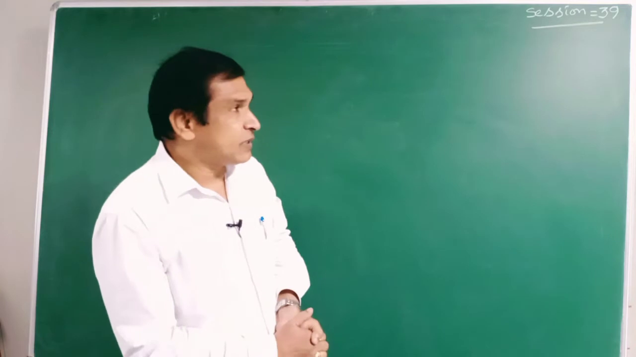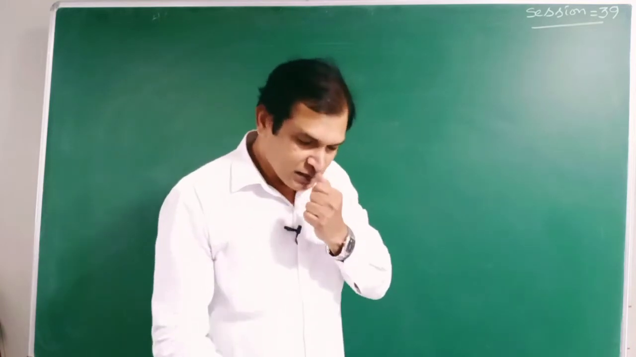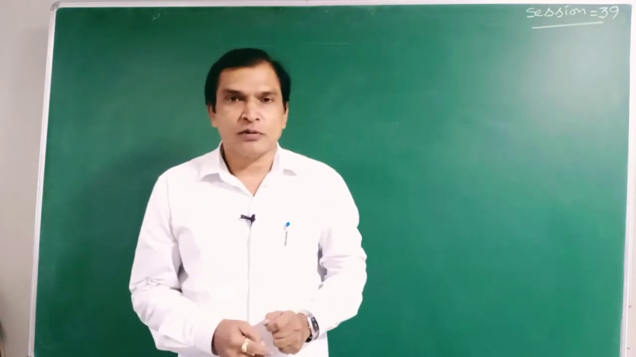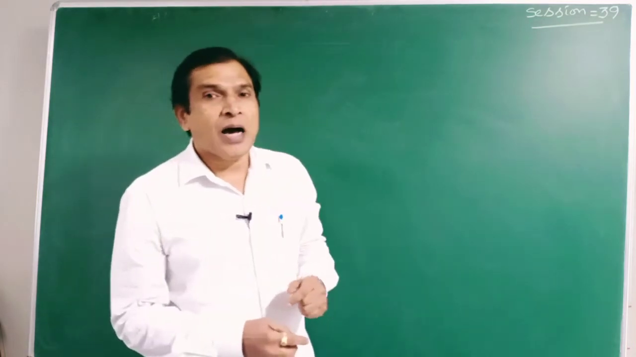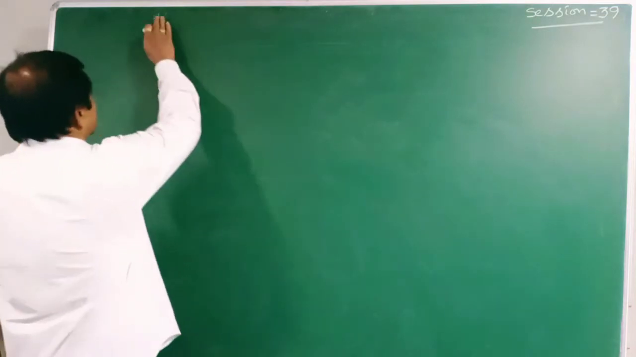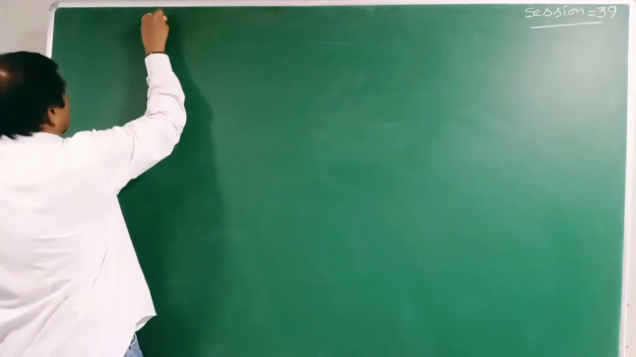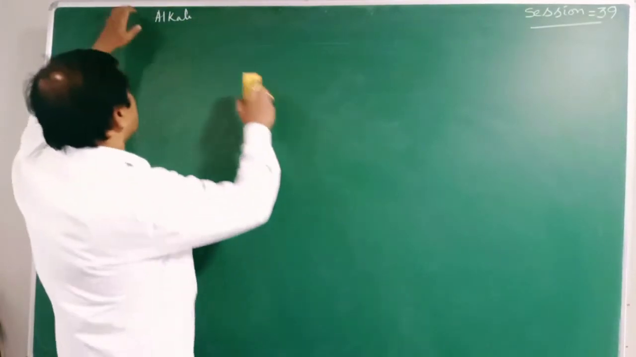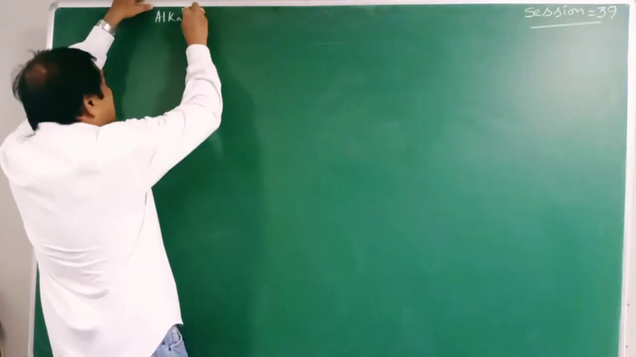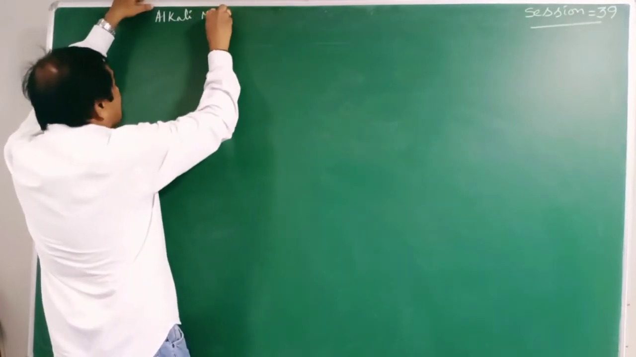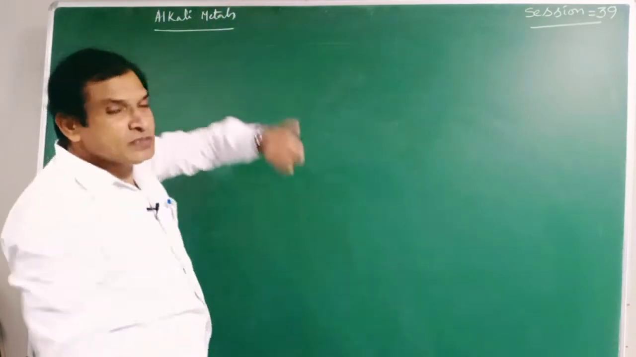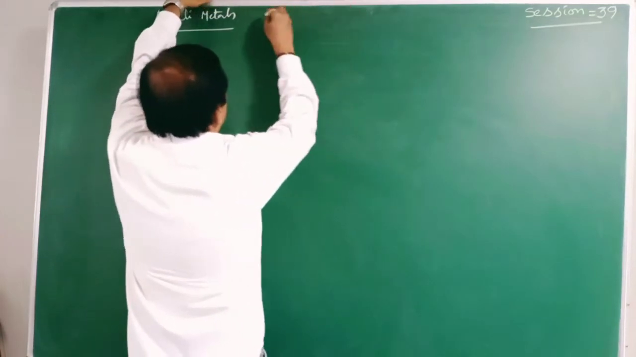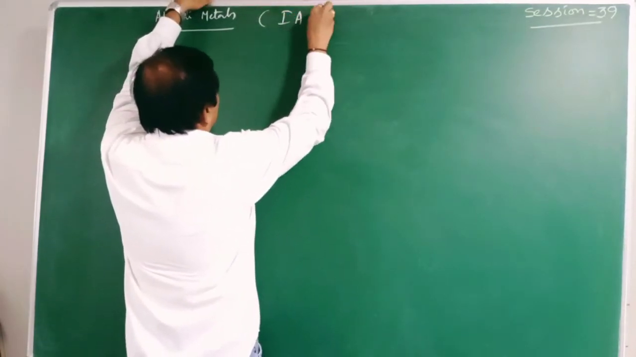Today's session is the 39th. In this session, we are going to discuss the general properties of alkali metals, that is S block elements. Alkali metals, not alkaline earth metals, it is alkali metals. That is 1A group elements.